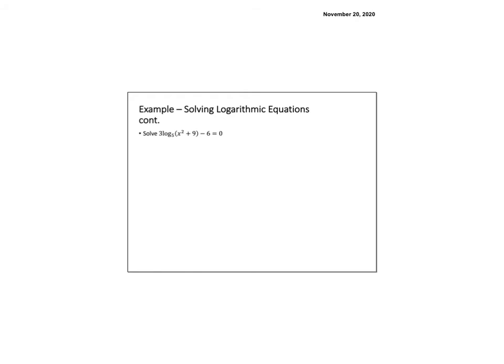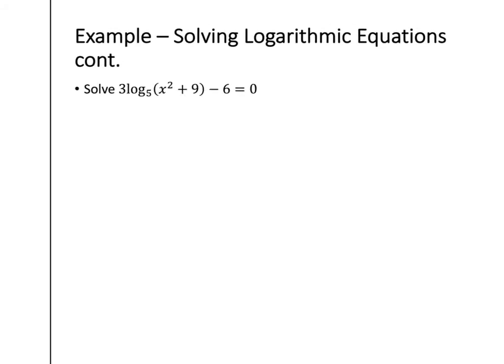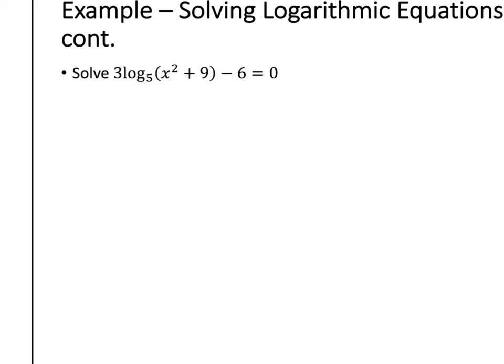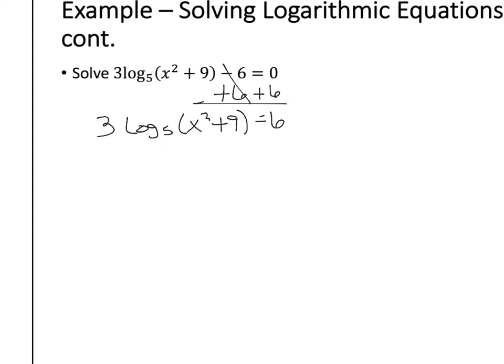All right, so let's look at this next problem here, something a little bit different. We want to try to get the log term all by itself. We want to move things over if we can, just like how we solved the logarithmic equations before. So I'm going to start by adding my 6 over. That leaves me with 3 log base 5 of x squared plus 9 equals 6.